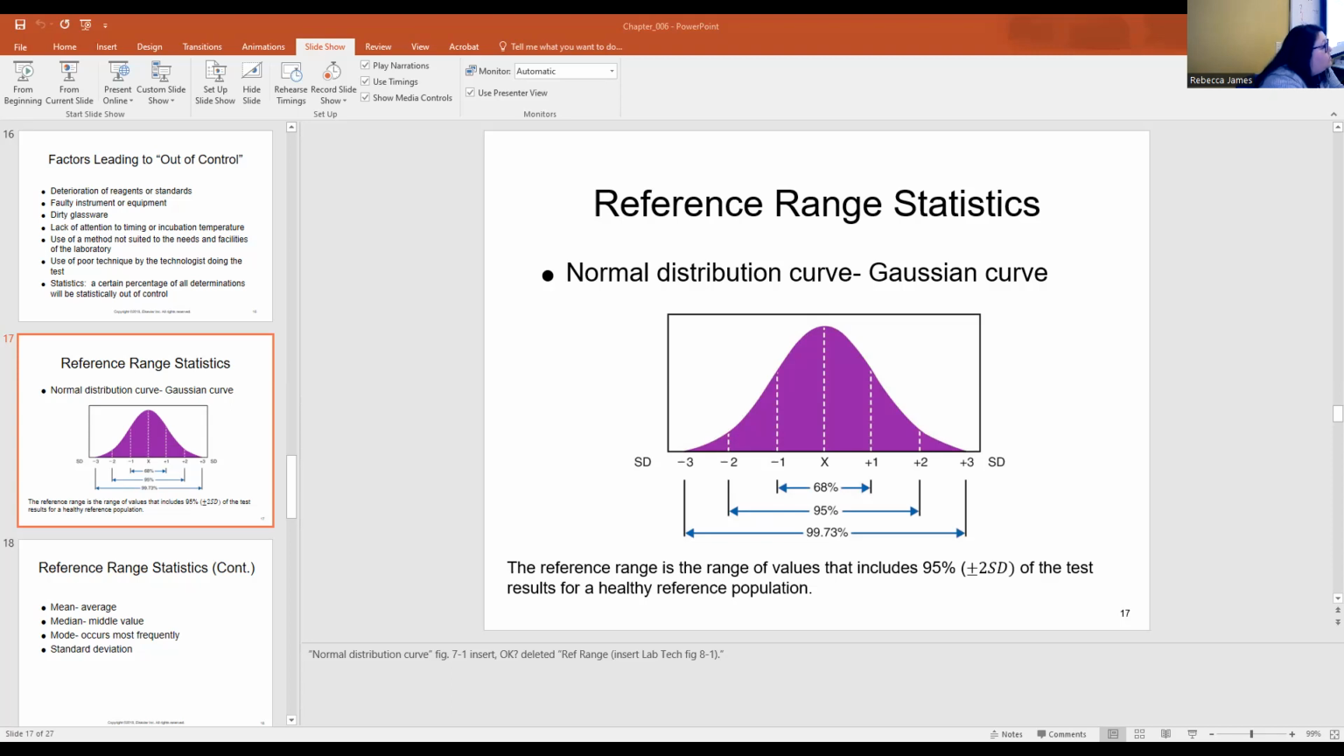And so when you're thinking of QC, remember that you have a positive and a negative QC, right? Or a normal and an abnormal QC, whatever.